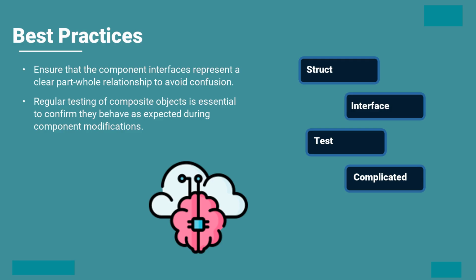In some cases, it can be beneficial to allow for specific behavior in the components based on whether they are leaf or composite nodes. To do this, you can augment the component interface to include additional methods that only certain objects will implement. However, this can introduce complexity, so keep in mind how it might impact clarity.